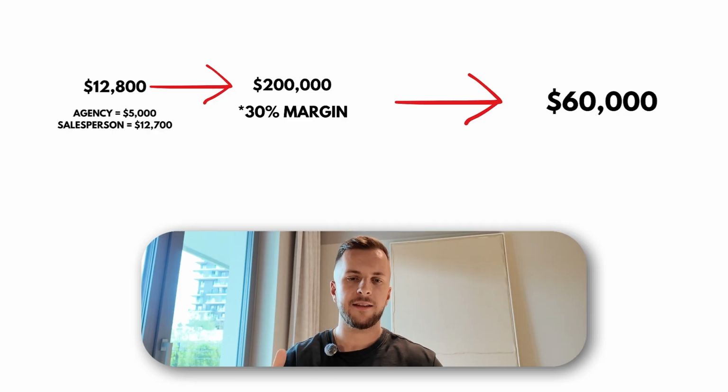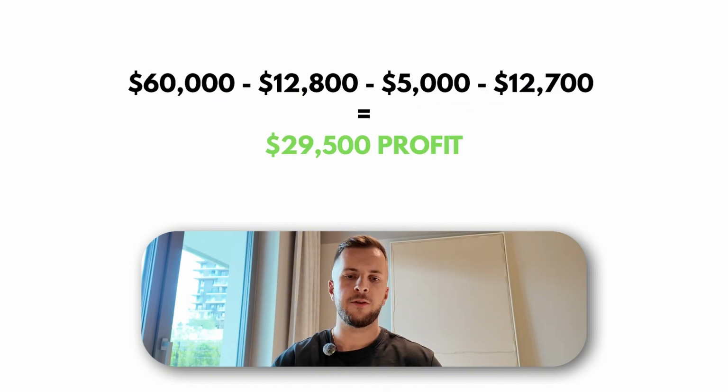So let's say in that case that the whole investment is 12,800 ad spend, agency is 5k, and salesperson is 12k 700. Okay? With 30% margins, we need to take our 60k minus 12,800 minus 5k and minus 12k 700. And then we have a pure profit, which is 29k 500 bucks. That's our pure profit after all of the costs with agency, salesperson and ad spend. Those are the numbers you need to know, and those are the numbers you should look for.